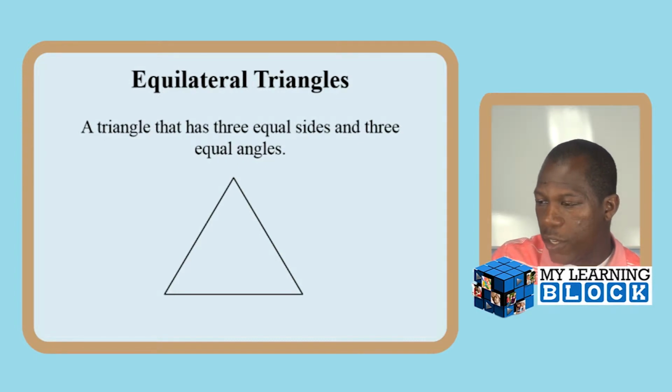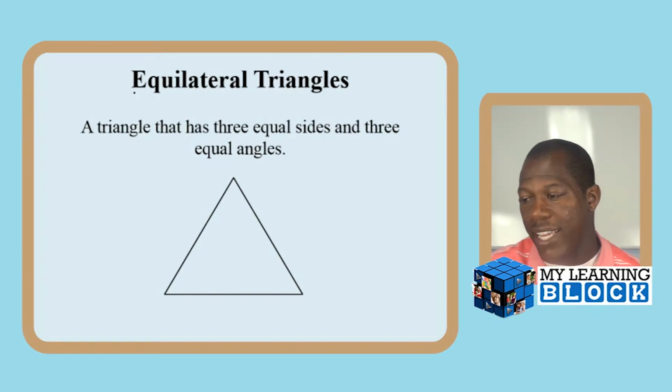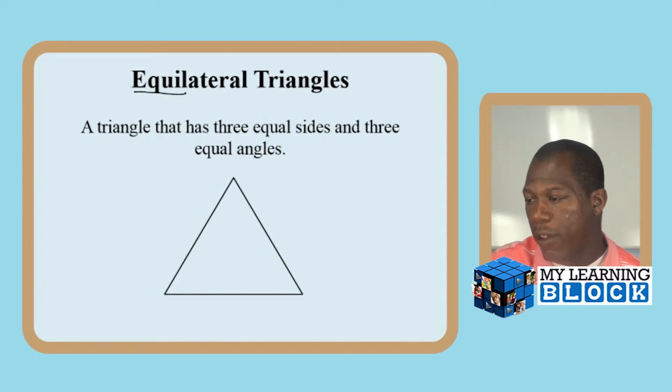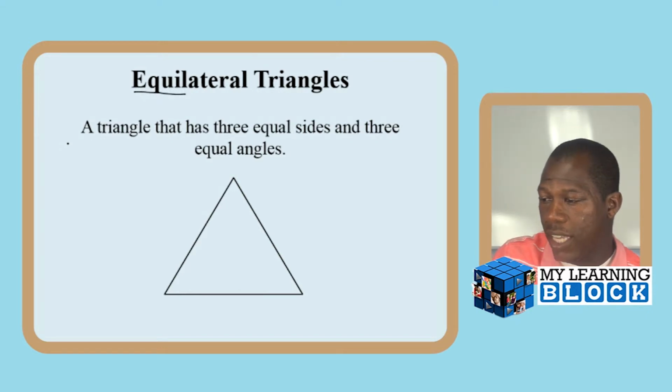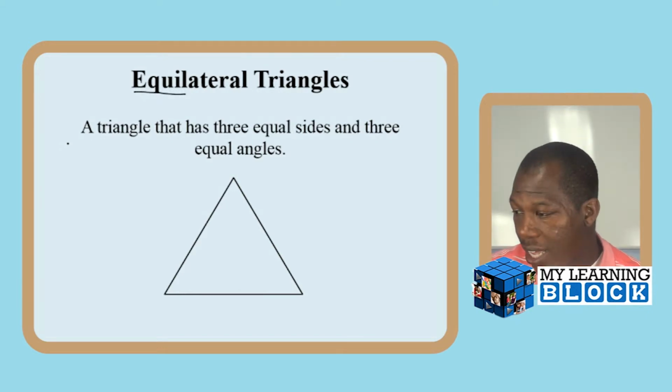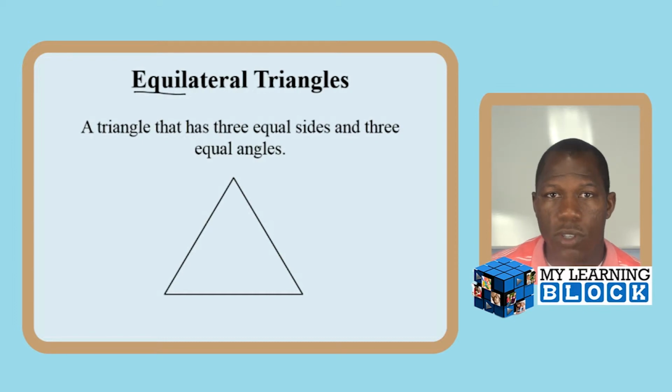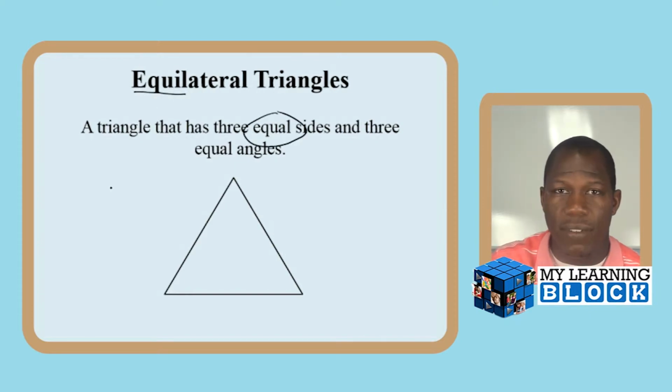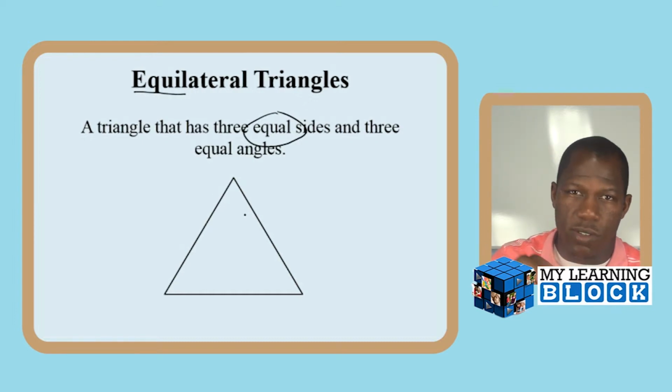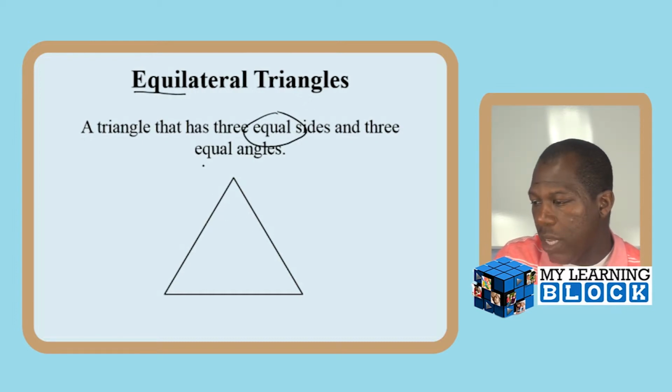Now, when your child sees the word equilateral triangle, what they need to be able to start pulling out are words like equal. I know it's not spelled the same, but equilateral triangles are basically a triangle that has 3 equal sides and 3 equal angles. So everything is equal in an equilateral triangle. And this triangle here, it's obviously an acute triangle, which means that all angles are less than 90 degrees, but each angle is the same and each side is the same as well.